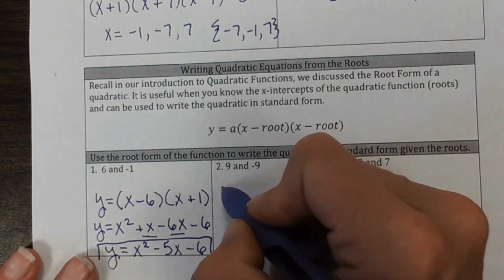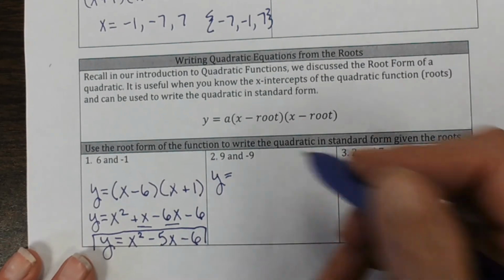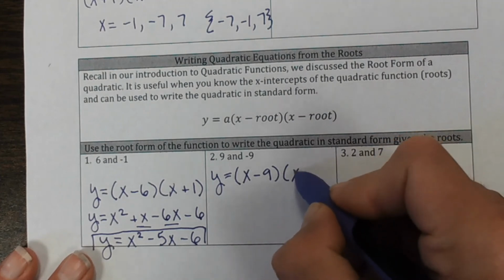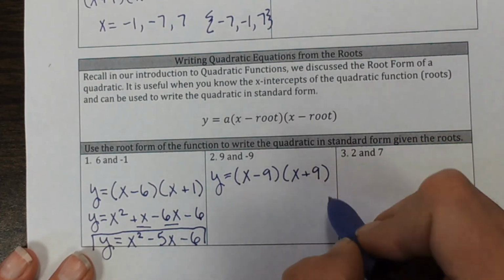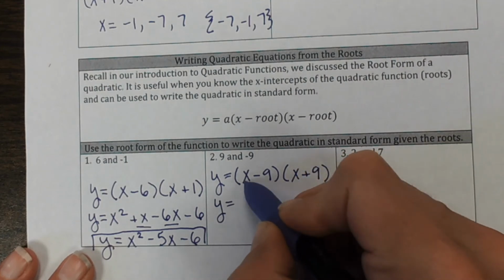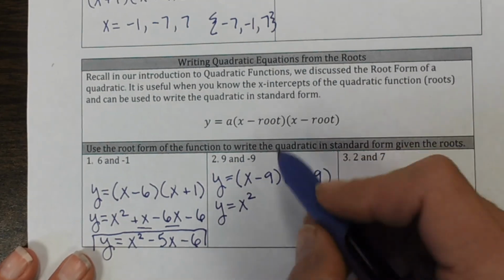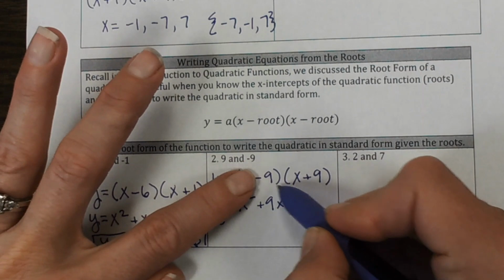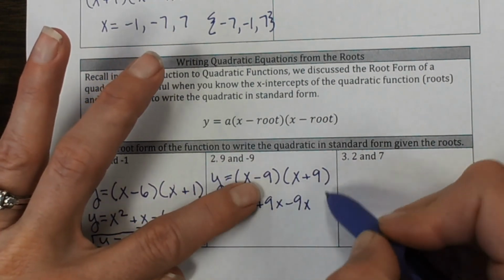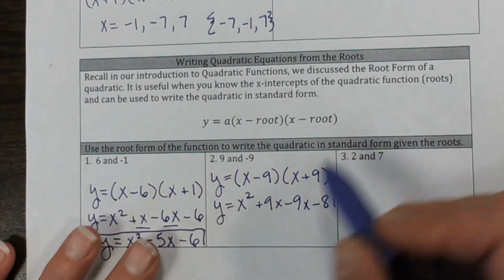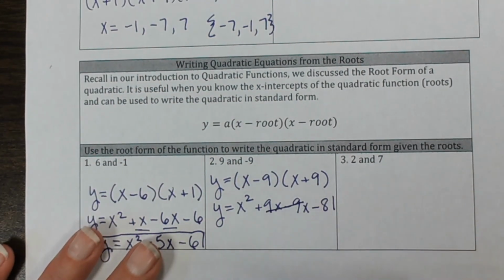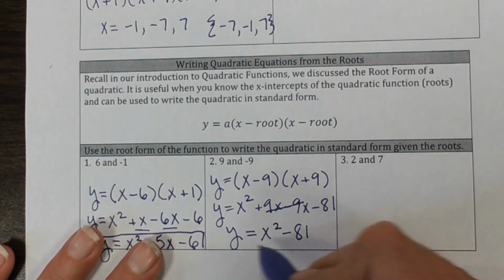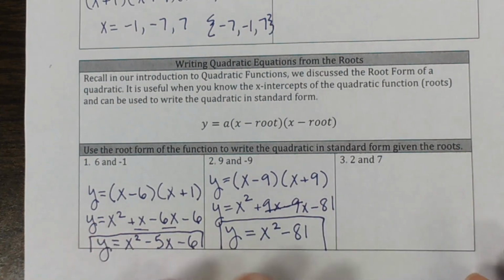All right, let's look at our next one. So we're going to have y is equal to, and we change our signs when they go in, so x minus 9 and x plus 9. So then we're going to multiply these. So y is equal to x times x is x squared. I said factor, I meant FOIL. X times x is x squared. Then we have our outer is plus 9x. Our inner is minus 9x. And then our last is negative 81. And we could see that those terms cancel each other out. So y is equal to x squared minus 81.